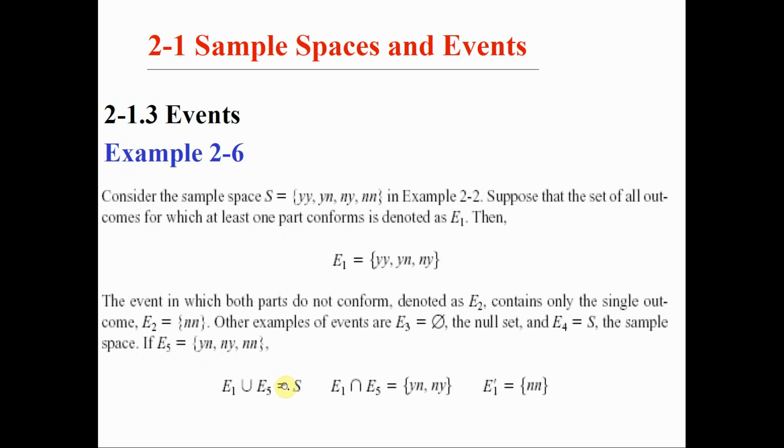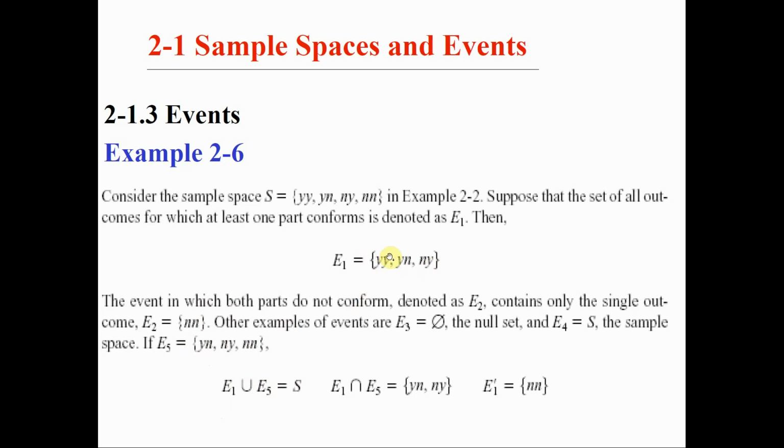Basically, the exercise here is to find, first of all, what is E1 union E5? Let's have a look at E1 again. This was E1: YY, YN, NY. What was E5? E5: YN, NY, NN. What was the meaning of the union again? The union is the set that contains everything in E1 or in E5. So if it's in E1 or in E5 or in both, it's part of the union.